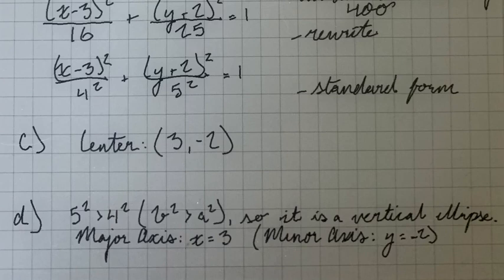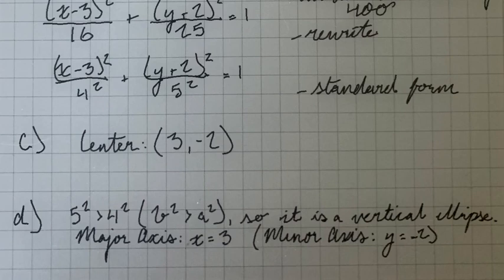So our two denominators are 16, 4 squared, in the x fraction, and 25, which is 5 squared, in the y fraction. The fraction with the greater denominator tells us which direction the ellipse's major axis runs. If it's in the x fraction, then the major axis will run horizontally in the x direction, making it a horizontal ellipse. And if the greater denominator is in the y fraction, that means that the major axis runs in the y direction, the vertical direction, and the ellipse is a vertical ellipse.